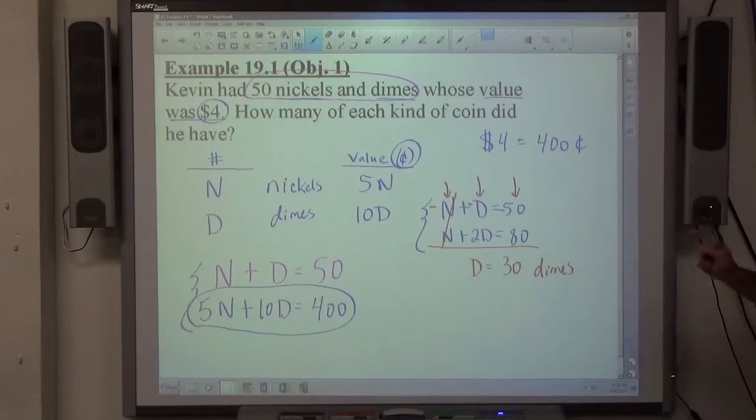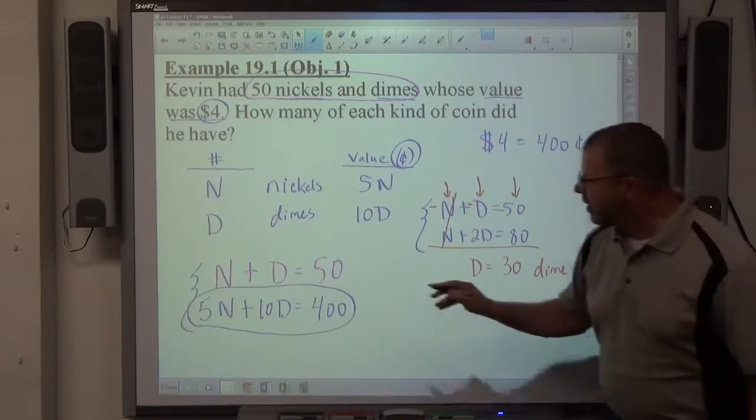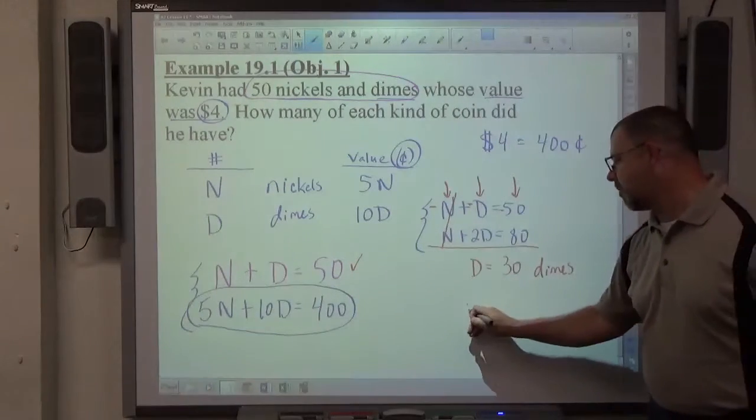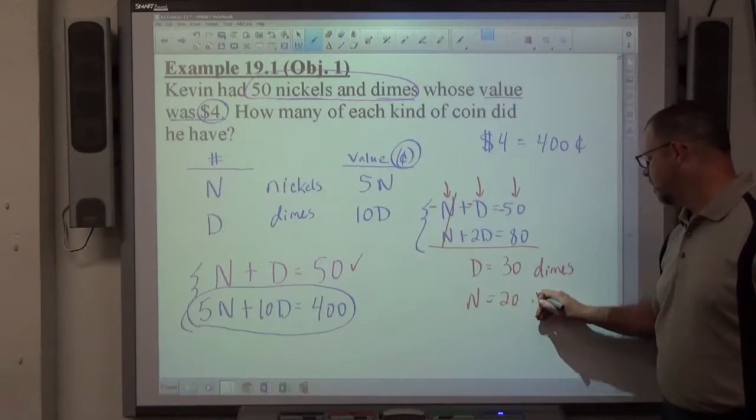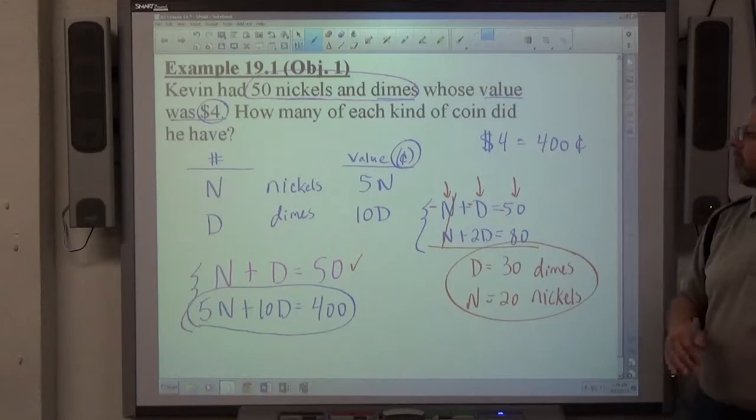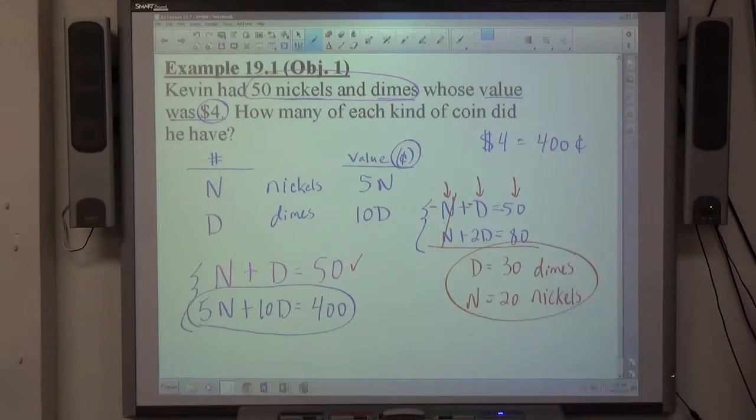Okay, so D equals 30 dimes. And then if we go back to this fact, we know there's 50 coins, right? So if there's 30 dimes, there's obviously going to be 20 nickels to get both of our answers. How many of each kind of coin did he have? We figured it out.